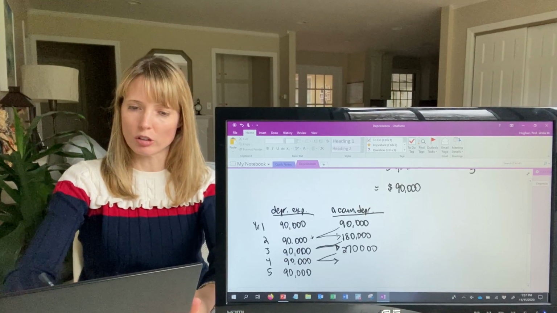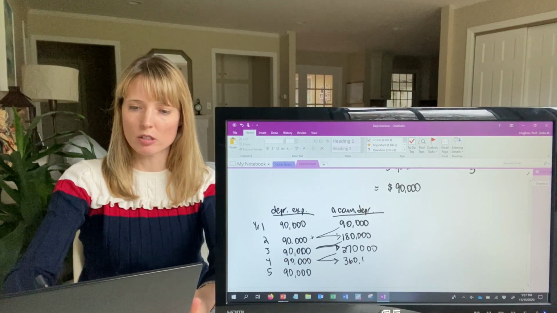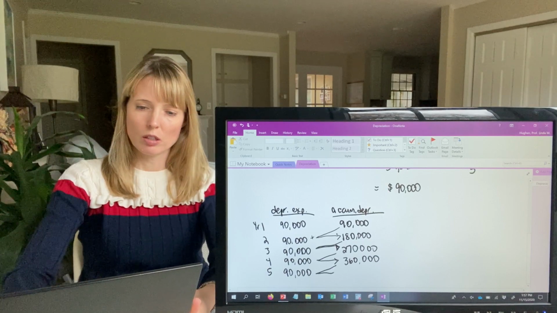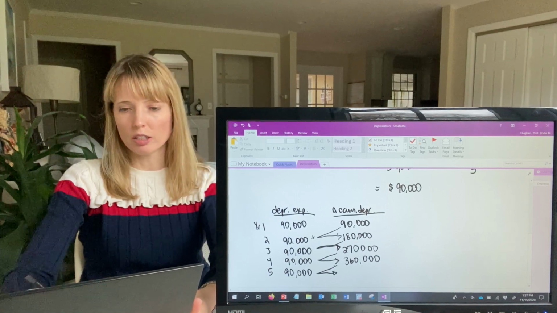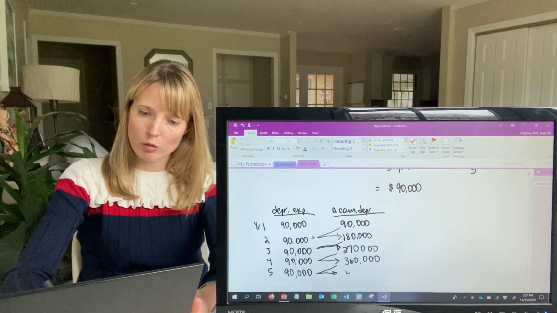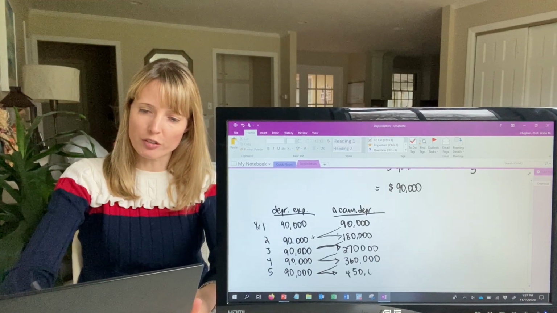270,000 plus an additional 90,000 is 360,000. And add that additional 90,000 and we get 450,000.